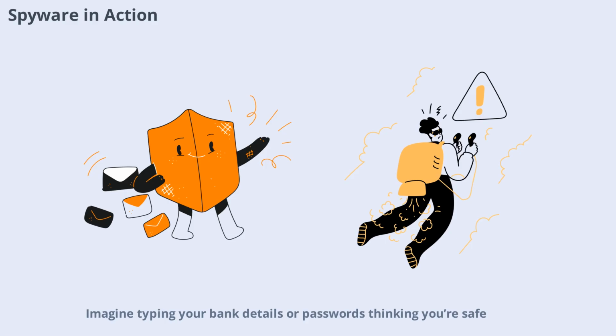Imagine typing your bank details or passwords thinking you're safe, but spyware is recording every keystroke. This information can be used for identity theft or financial fraud. Spyware often hides in free software or fake apps, so always check app permissions and avoid suspicious downloads. Protecting your privacy starts with being aware of what you install.